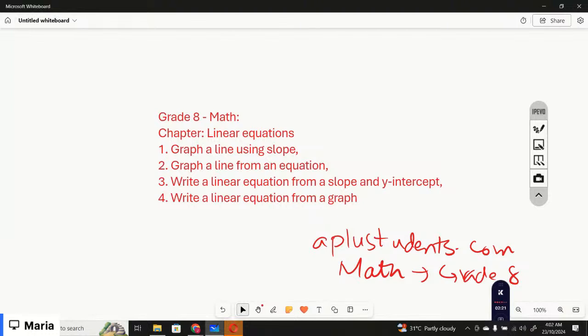The lessons we're going to cover today are graph a line using slope, graph a line from an equation, write a linear equation from a slope and y-intercept, write a linear equation from a graph. So please make sure you have your notebook and pencil so that you can note down the important examples and definitions as well, right?